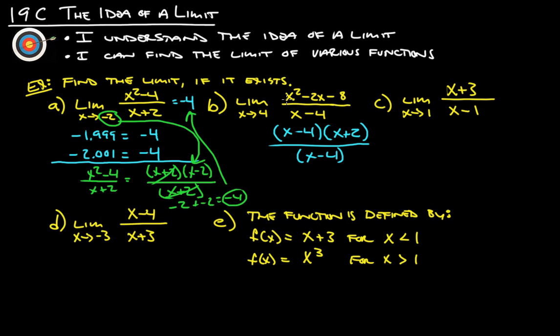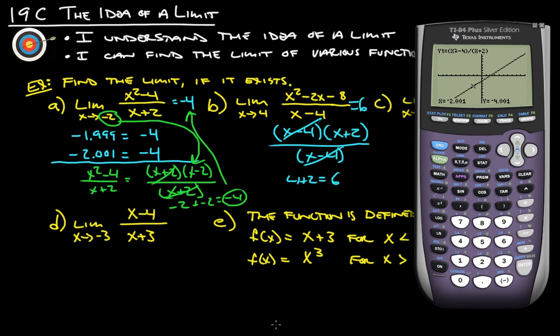If you double check that by FOILing this out, you'd get x squared minus 2x minus 8. Okay, these would cancel, reduce out with each other. And then we put 4 in here, so you'd go 4 plus 2 equals 6. So the limit on this one should just equal 6.